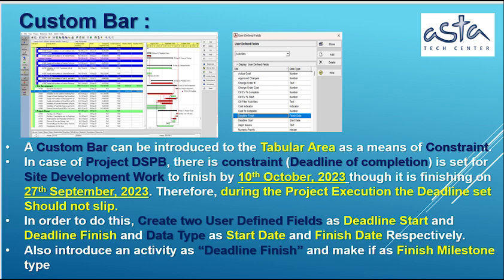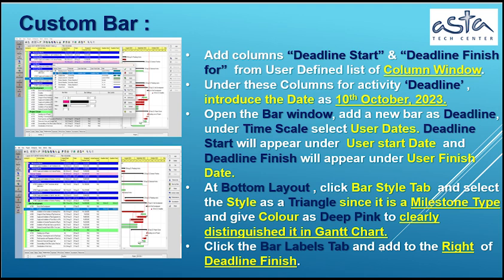In order to do this, create two user-defined fields as deadline start and deadline finish, with data types as start date and finish date respectively. Also introduce an activity as deadline finish and make it a finish milestone type. Custom bar. Add columns deadline start and deadline finish from the user-defined list of the column window. Under these columns, for the activity deadline, introduce the date as 10th of October, 2023.